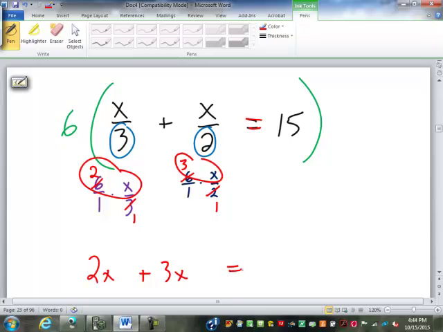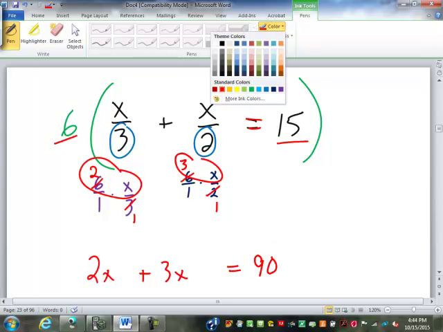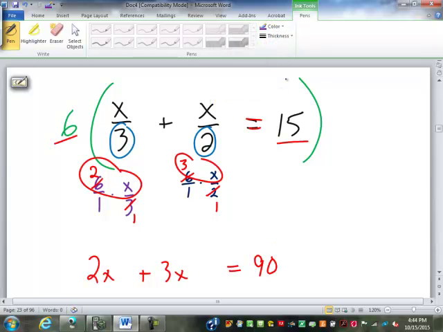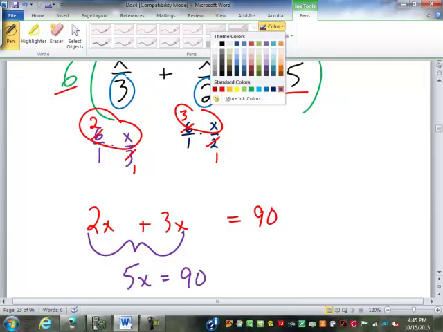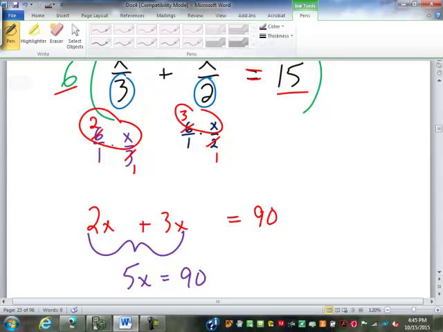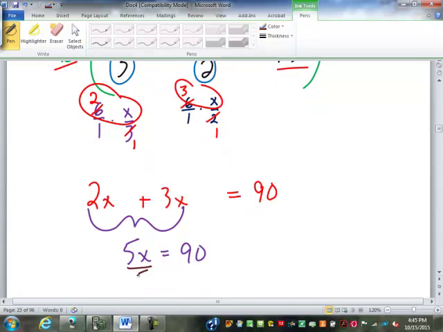Equals, what's 6 times 15? 90. So now, 2x plus 3x makes 5x equals 90. And of course, now we simply divide by 5. X equals 18. To a lot of people, that's simpler to do because the fractions go away.